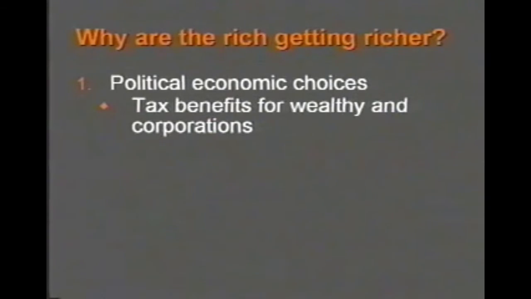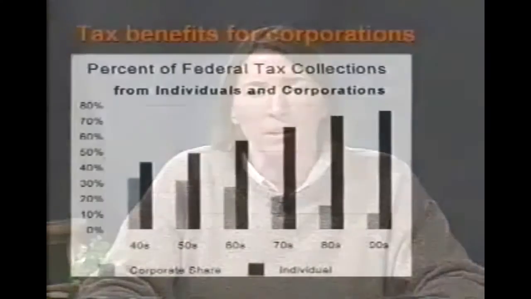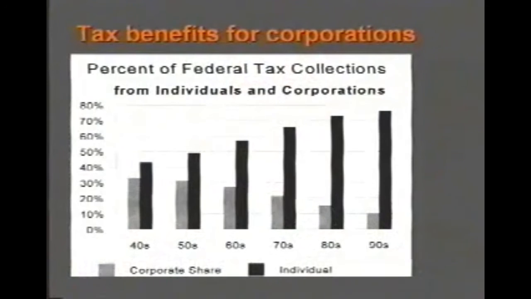Now, I want to make it clear, this is not something that depends on whether there's a Republican or a Democrat in office. This is a trend that's been occurring over the long run, because our society, our political economy as a whole, has made a set of decisions saying that if we give corporations and rich individuals tax breaks, it will somehow trickle down to the rest of the economy. I have another slide up here that argues that from the 1940s, you'll see here is the corporate share of federal tax collections, and the really dark line is the tax share that individuals pay.